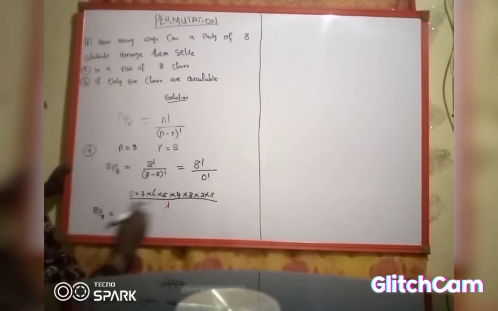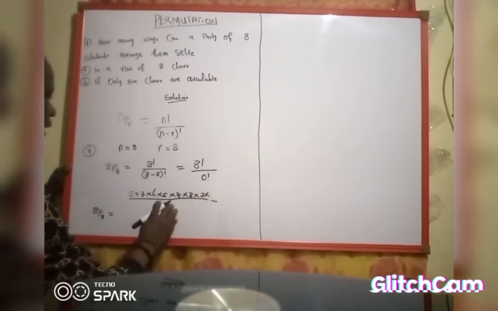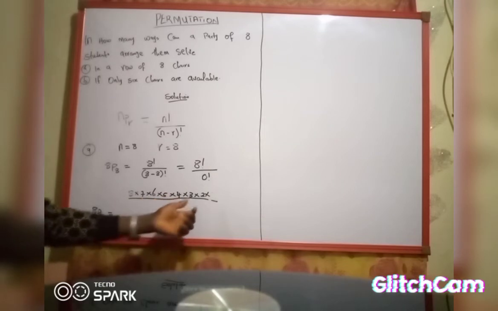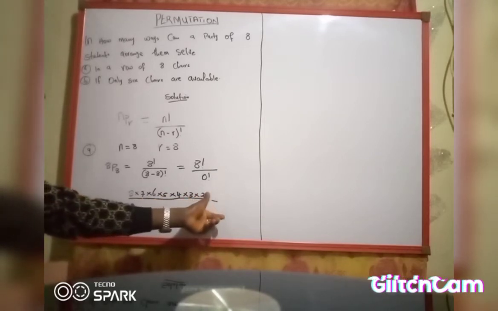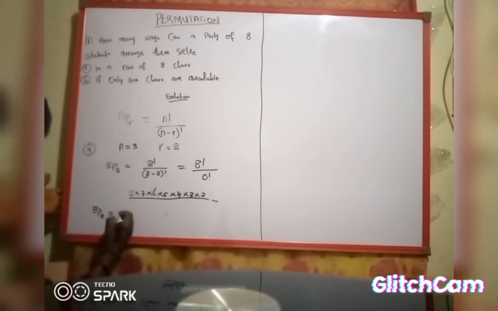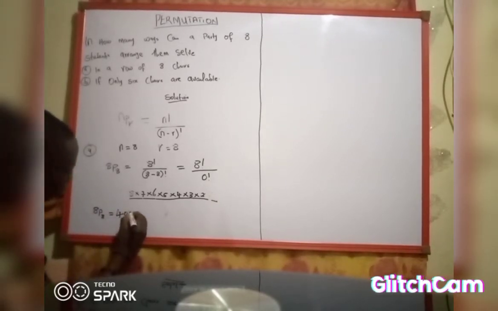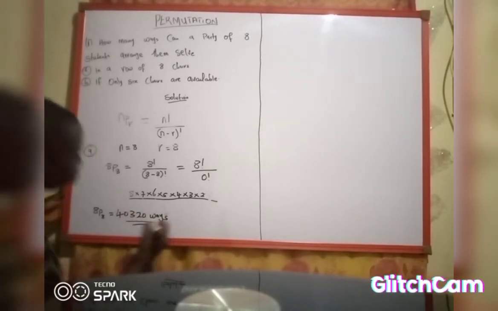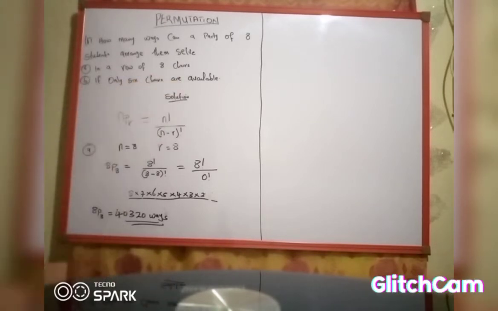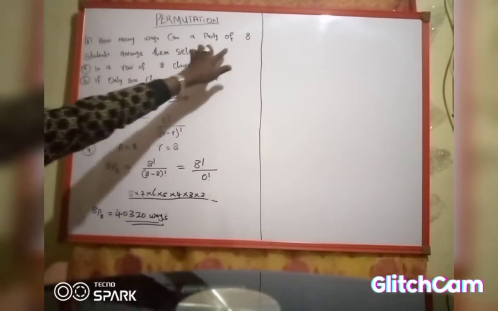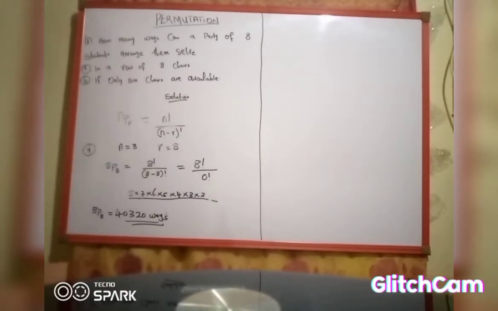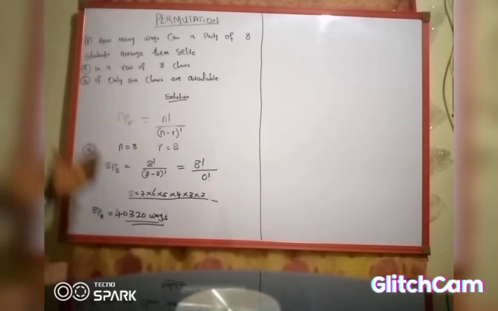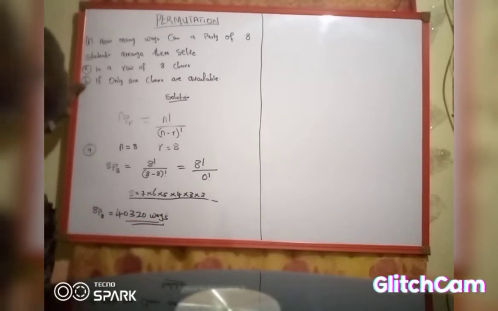What is left now is 8 multiplied by 7 multiplied by 6, 5, 4 multiplied by 3 multiplied by 2, which will give you 40,320 ways. So in a row of 8 chairs, the number of ways that we can arrange 8 students in a row of 8 chairs is 40,320 ways.